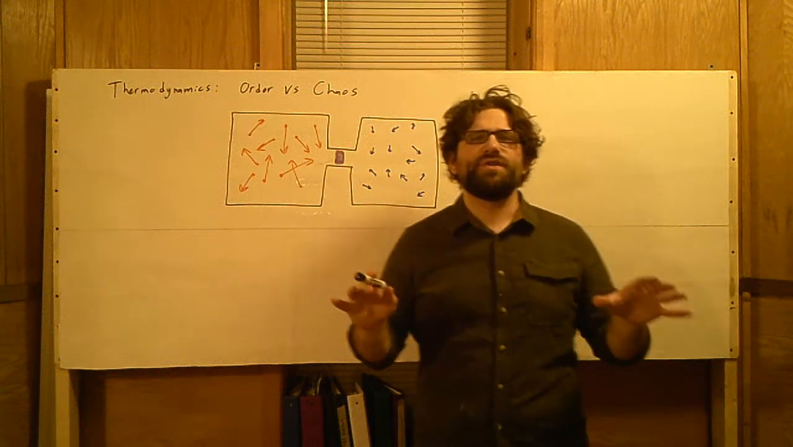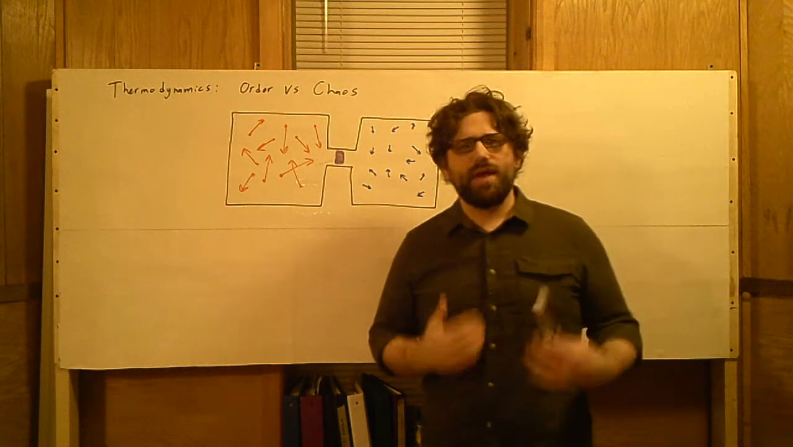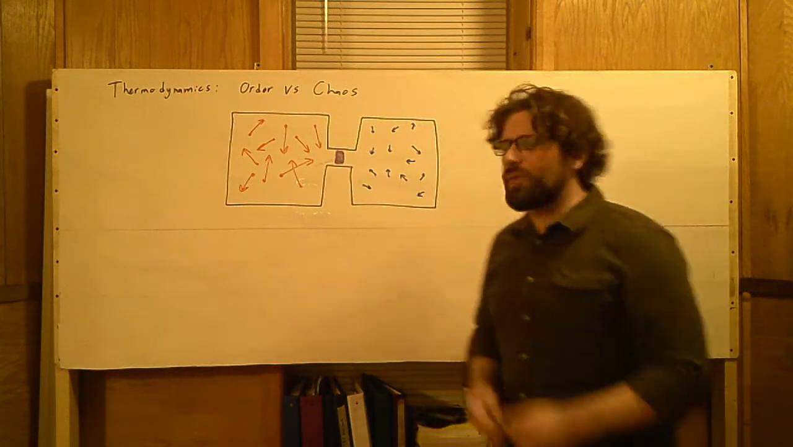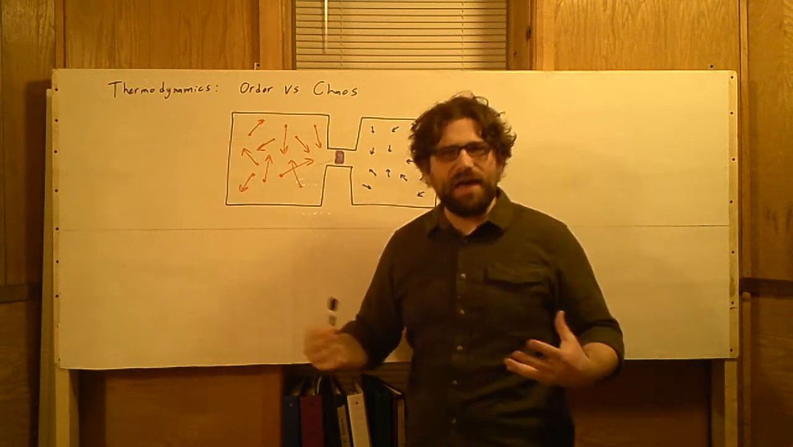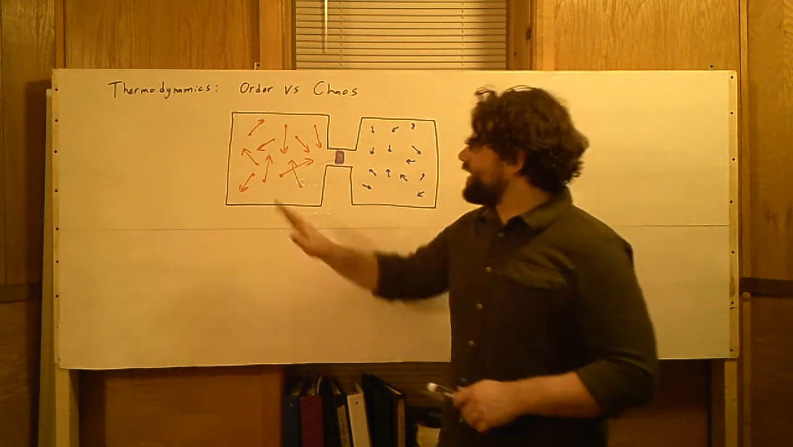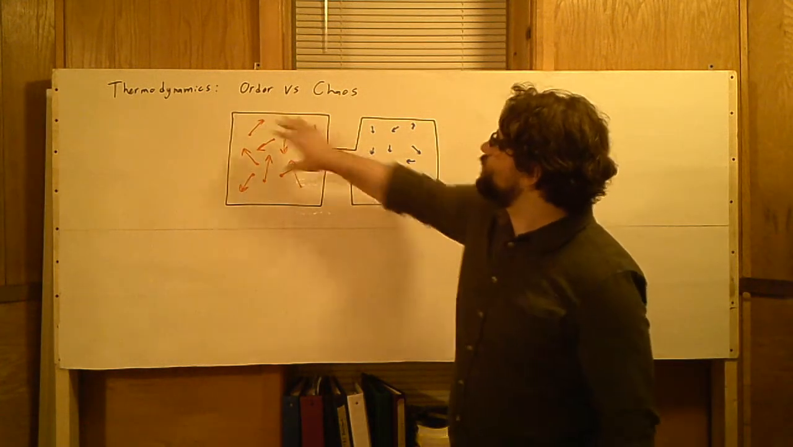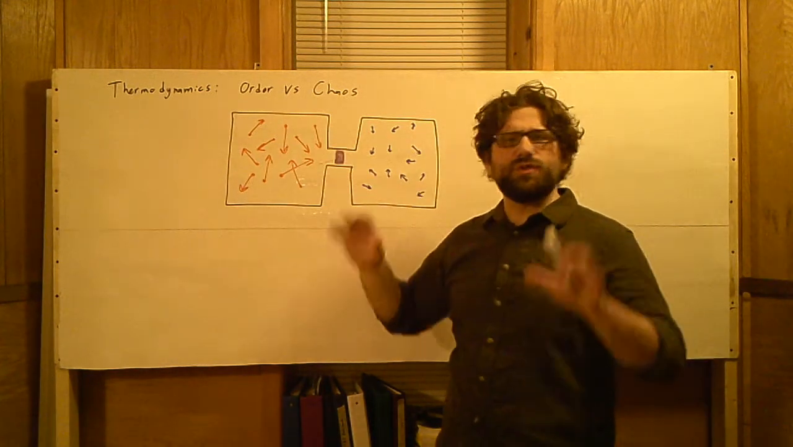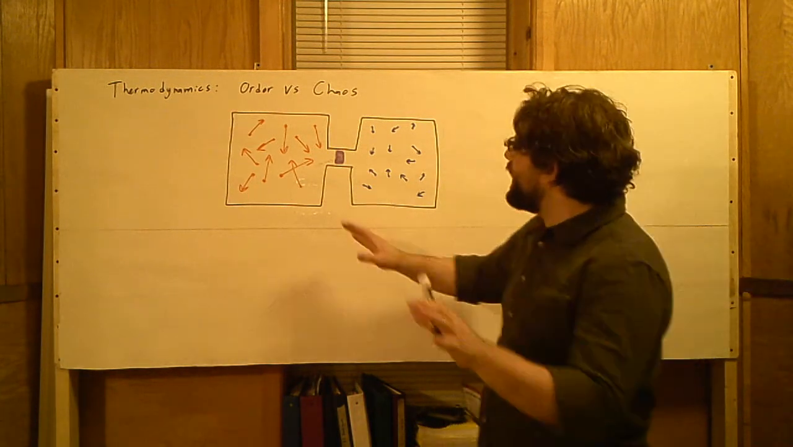In order to understand this whole order versus chaos thing, we're going to look back at our temperature model. Because remember, when we have different temperatures, different energy levels, we're going to move from the high energy to the low energy. So what I've drawn up here is two chambers of gas. We're just pretending this is just air.